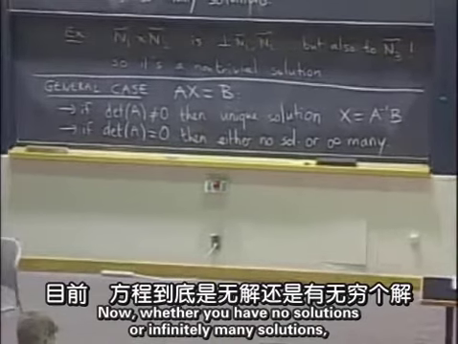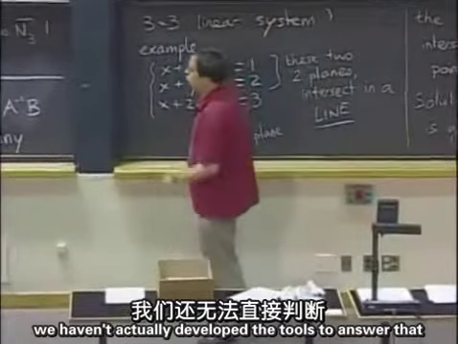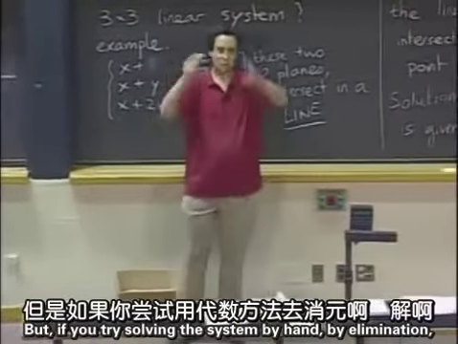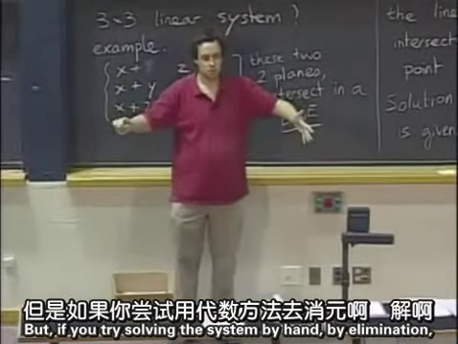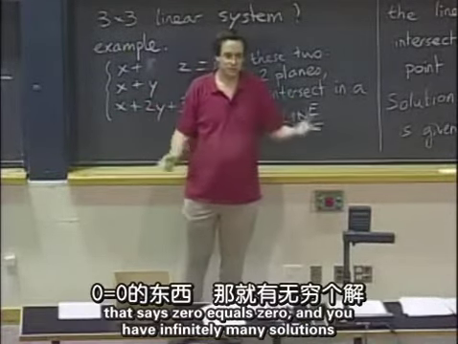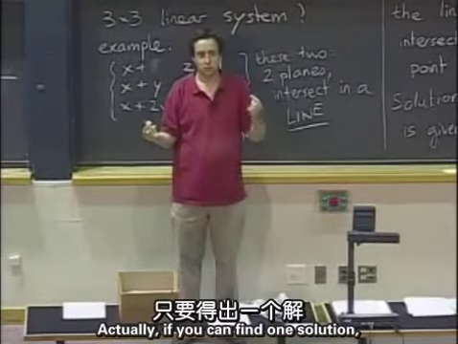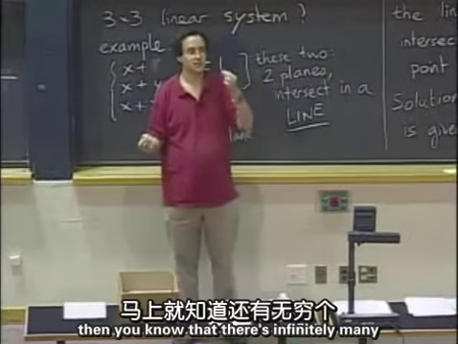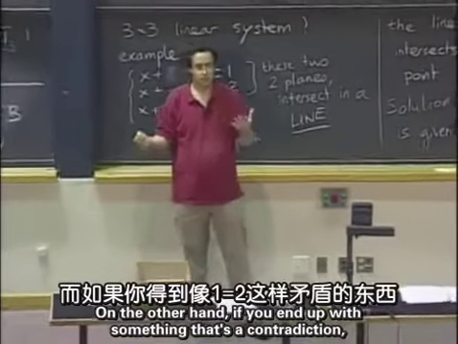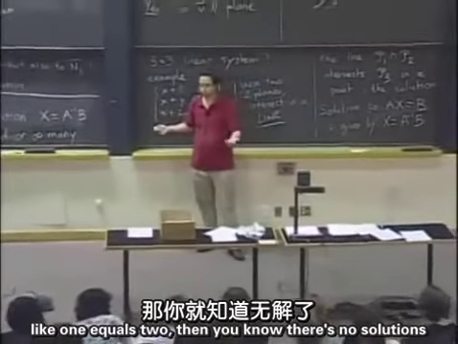Now, whether you have no solutions or infinitely many solutions, well, we haven't actually developed the tools to answer that. But if you try solving the system by hand, by elimination, you will see that you end up maybe with something that says 0 equals 0, and you have infinitely many solutions. Actually, if you can find one solution, then you know that there's infinitely many. On the other hand, if you end up with something that's a contradiction, like 1 equals 2, then you know there's no solutions.